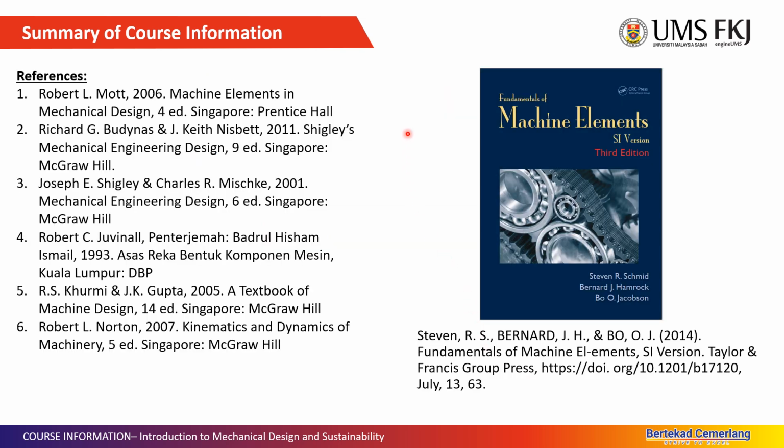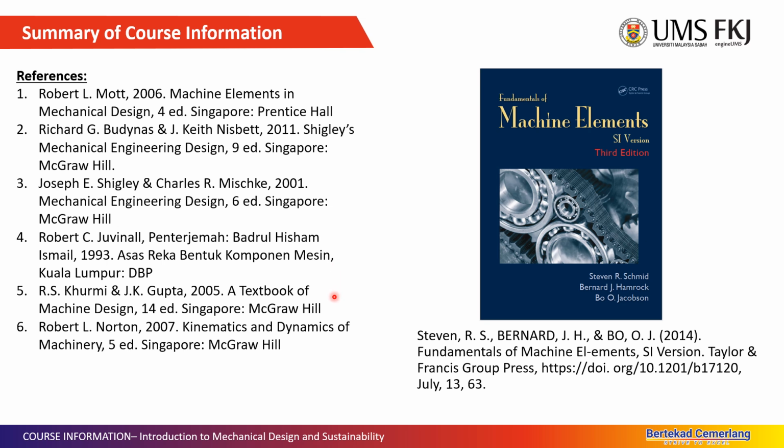For the references used for this course, we have 6 to 7 references. The first one is by Robert Mott, Machine Elements in Mechanical Design, fourth edition, Singapore, Prentice Hall. The second one is by Richard G. Budynas, Mechanical Design, Engineering Design. The third one is Joseph Shigley and Charles Mischke, Mechanical Engineering Design. And then the fourth one, Robert C. Juvinall, translated by Badrul Hisham Ismail 1993, Asas Reka Bentuk Komponen Mesin.